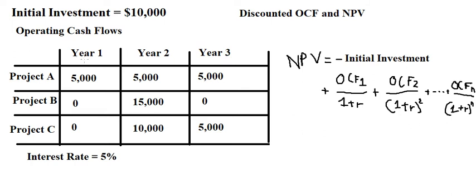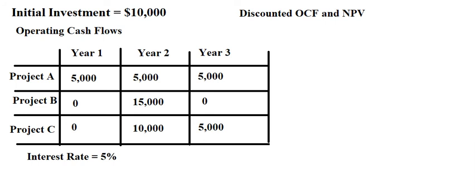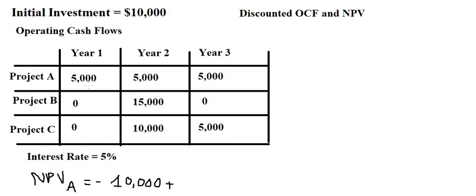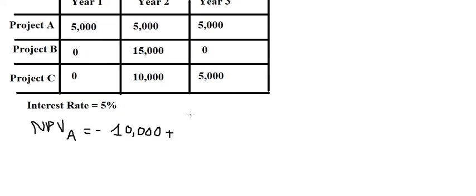So in this situation, I just select only 3 years, from year number 1 to year number 3. Now we can apply this formula in here. So we calculate the net present value of project A. So we have negative 10,000 initial investment in here. Because we need to use discounted operating cash flow, we have 5,000. We divide by 1 plus R, and the interest rate is about 5%.